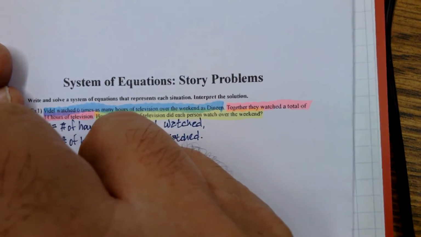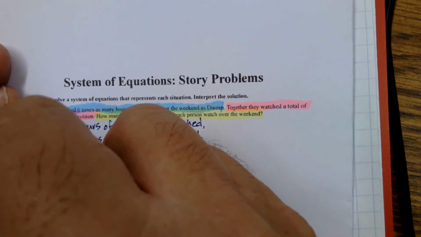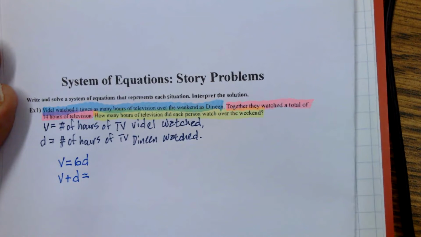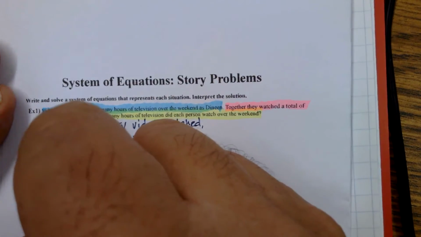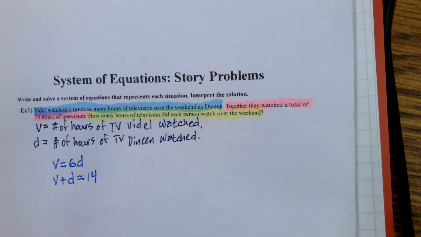So the number of hours Vidal watched plus the number of hours Deneen watched equals how much? That's the total number of hours. 14. So that's our system of equations. V plus D equals 14 is the second one. So we have two variables, so we need two equations. We got them. Now we can figure out the answer.